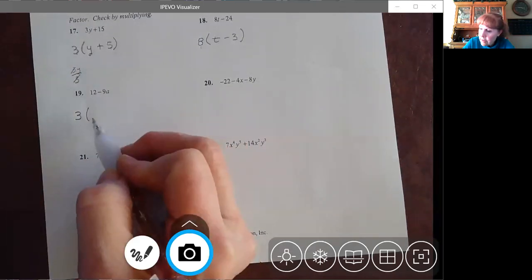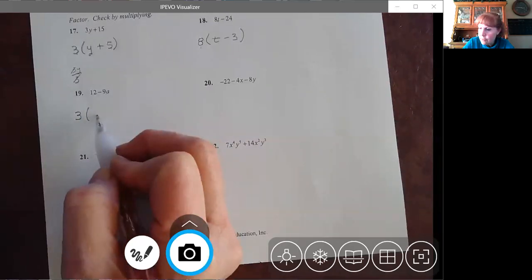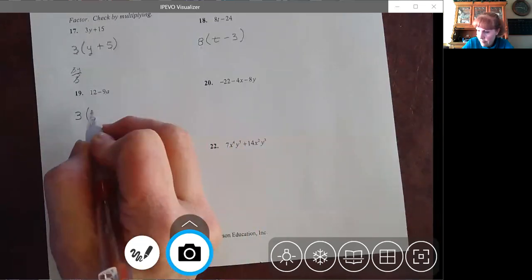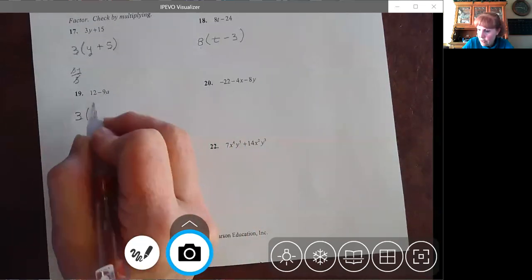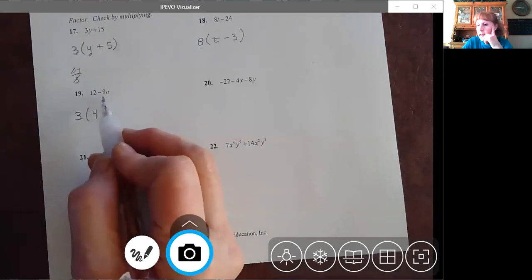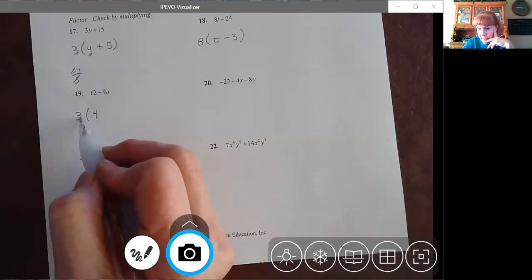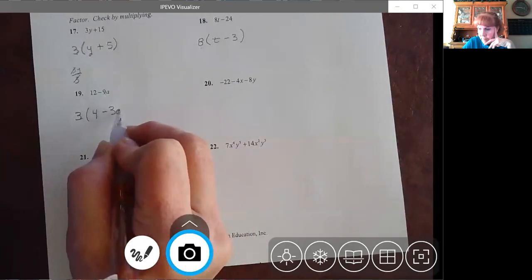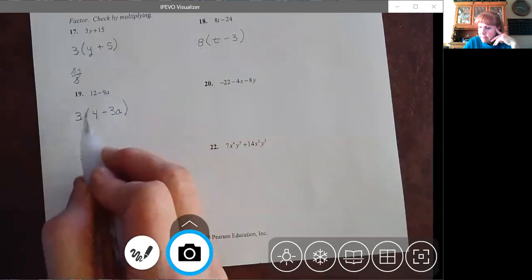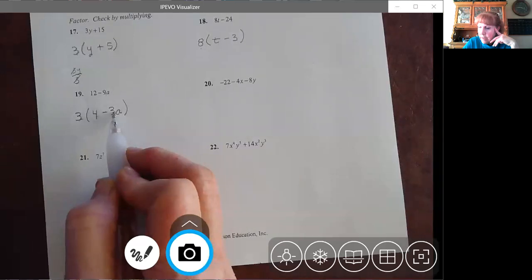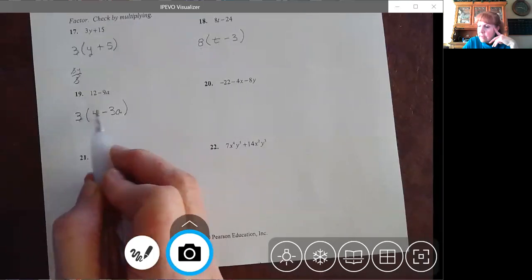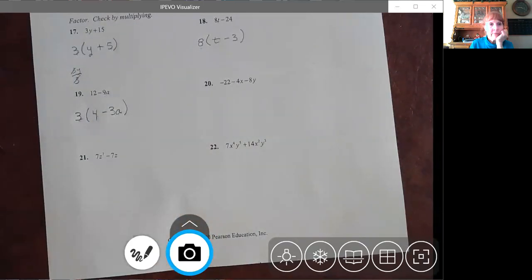So let's figure out what's inside. I have 2 terms, so I'll have 2 terms. 12 divided by 3 is 4. 3 times 4 is 12. Negative 9 divided by 3 is a negative 3, but you have that a. When you take this divided by this, you get a negative 3a. So when you multiply, 3 times a negative 3a is a minus 9a. So it checks. All right.